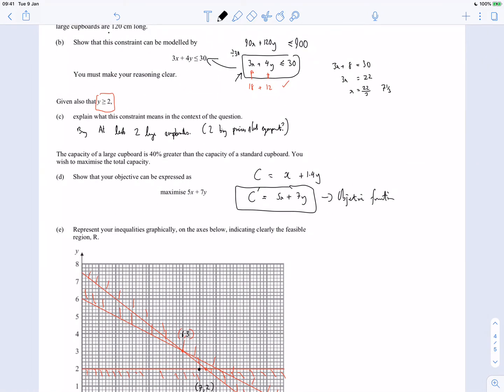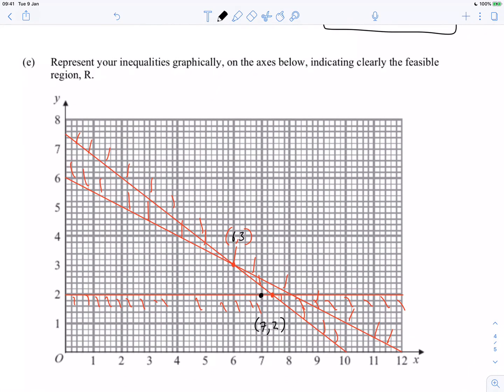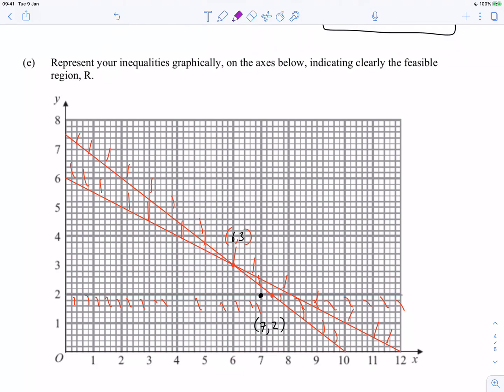Explain what is the capacity of the... No, that's it. I think we've done everything, because the last thing is the capacity function. Okay. So, what is my feasibility region? Well, I'm hoping you can see that it's this thing.